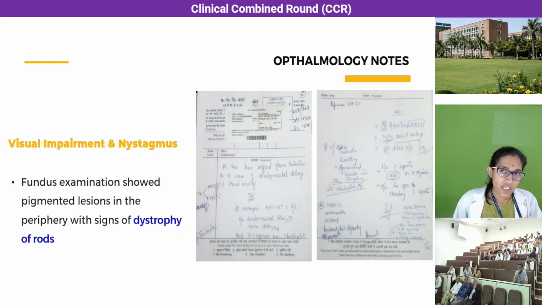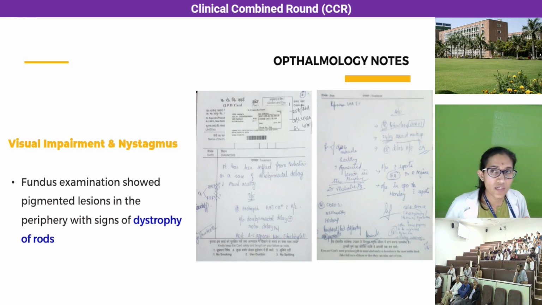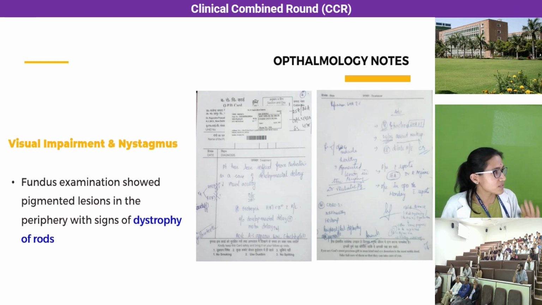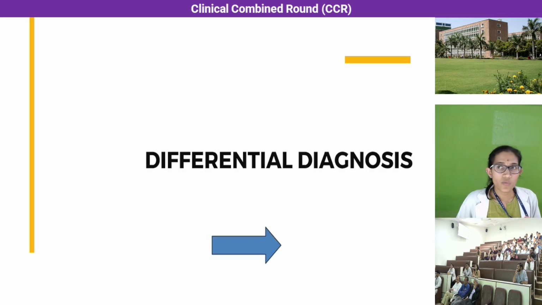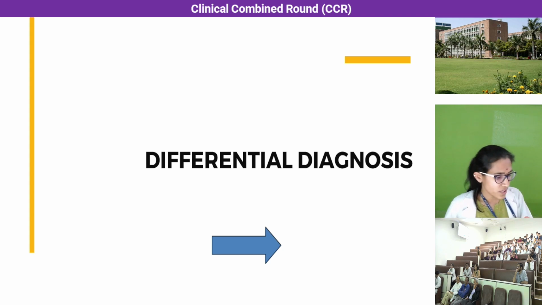In ophthalmology, it was found that the patient had visual impairment and nystagmus. Fundus examination further revealed pigmented lesions in the periphery with signs of dystrophy of rods. Now, with the pediatric and ophthalmologic evaluation, it was found that the child had a defect in the dentition as well as in the eyes. So this directed us towards an oculodental syndrome. The various differential diagnoses will be discussed by Dr. Nikhil.